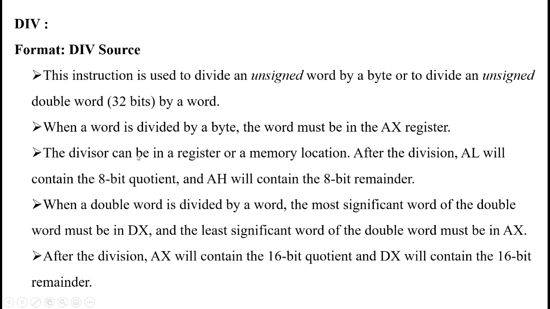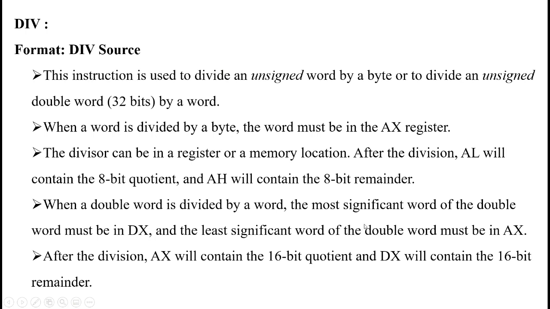You can see the example here. If you divide 16-bit by 8-bit, then the result will be stored in AX. How will it be stored in AX? The divisor can be in a register or memory location. After the division, AL will contain the 8-bit quotient and AH will contain the 8-bit remainder. If you are dividing 16-bit, that is AX, by the BL register, for example, after dividing the result will be stored in AX. In AX, the lower 8-bit, that is the AL register, contains the quotient value and AH contains the remainder value. That is in the case of 16 by 8-bit.